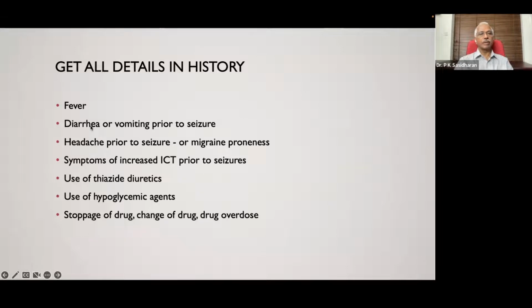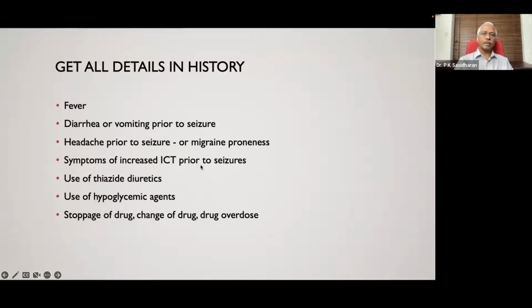If you notice fever, the problems are entirely different. Or if there is still diarrhea and vomiting prior to seizure, it might suggest hyponatremia, or if there was significant dehydration, think of cerebral thrombosis as a cause for the seizure disorder. Headache prior to seizure can be due to cerebral thrombosis or a migraine sometimes. So always ask about headache before the onset of seizure. This can indicate either cerebral thrombosis or a migraine.